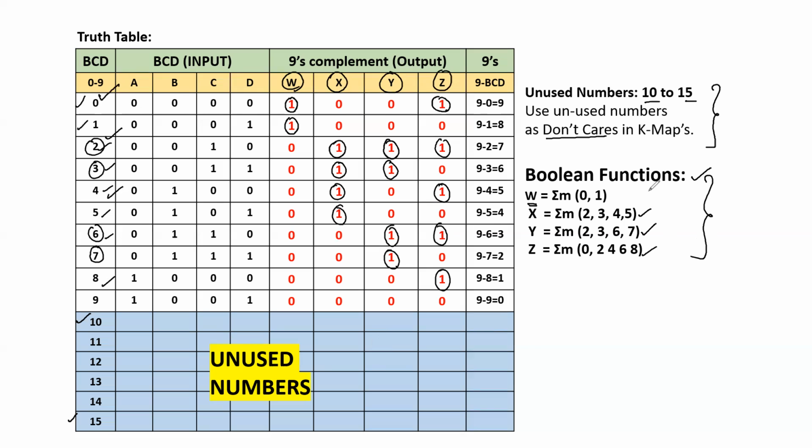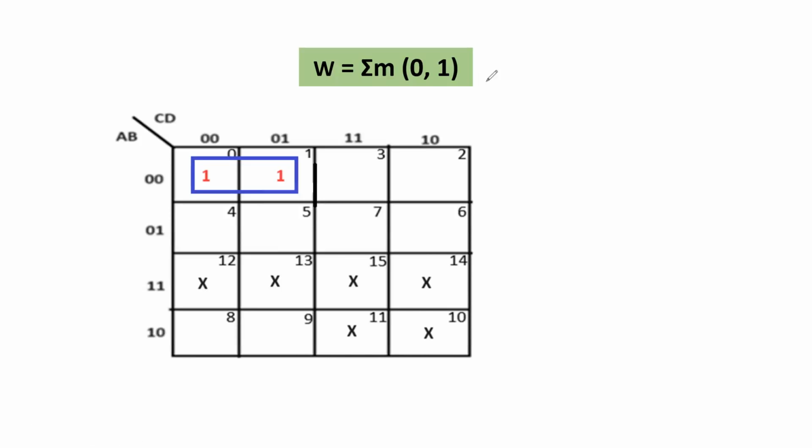Now we should obtain the simplified Boolean functions with the help of the K-maps. Here, this is the first Boolean expression, W equal to sigma m of 0, 1. This is the 4 variable K-map because the input variables are A, B, C, and D. So the leftmost 2 variables we take on the left side, the rightmost 2 variables on the right side. Okay. Now here this is the 4 variable K-map with the minterm number boxes 0, 1, 2, 3, 4, 5, 6, 7, 8, 9, 10, 11, 12, 13, 14, and 15 based on these values.